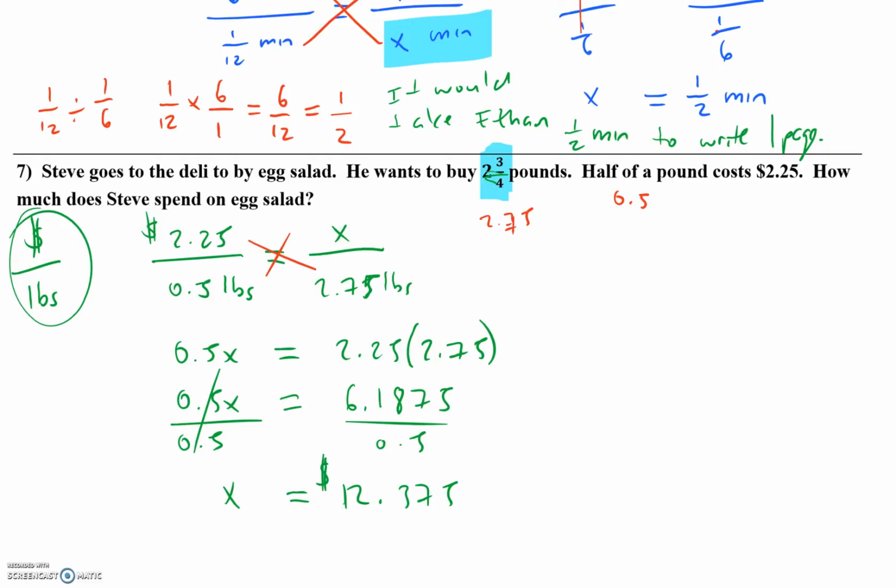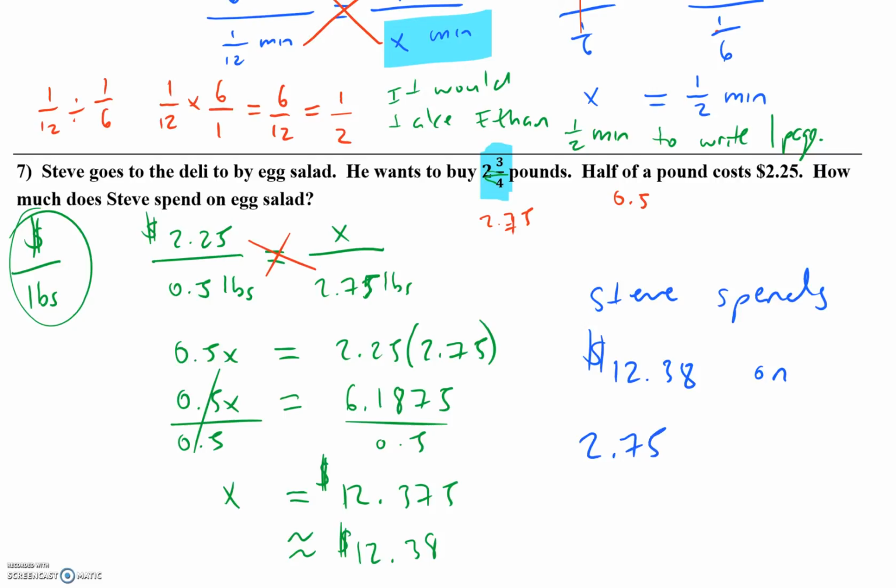All right? So remember that x is in dollars. We can't have $12.375, okay? And if we were to round this down to 12.37, we would not have enough for 2.75 pounds. So we would have to round this to $12.38. All right? So, in closing, Steve spends $12.38 on 2.75 pounds of egg salad.